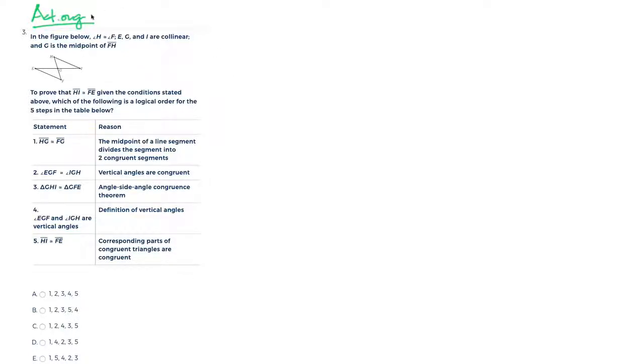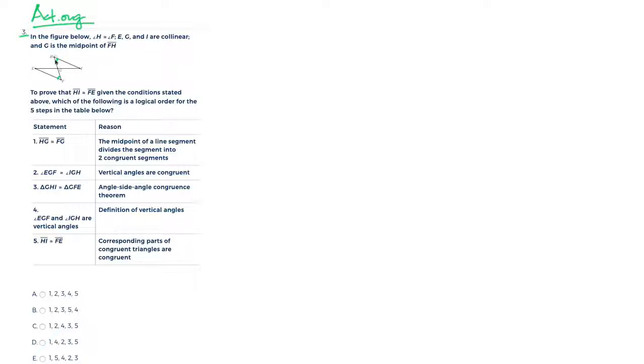Okay, ACT.org's fifth set of math problems, question 3. In the figure below, the angle H is congruent to the angle F. So they tell you this angle here is congruent to that angle there. Then they tell you that E, G, and I are all in a line together. And then they tell you that G is the midpoint of FH.